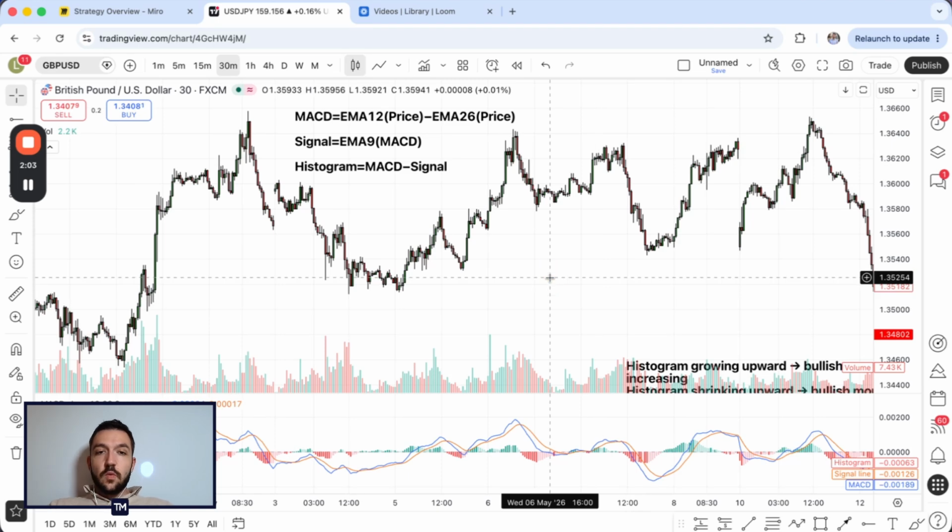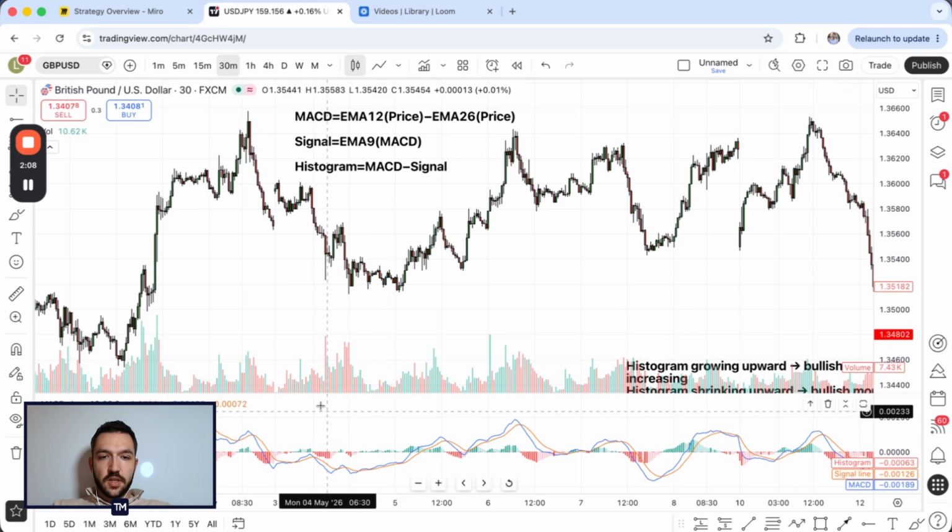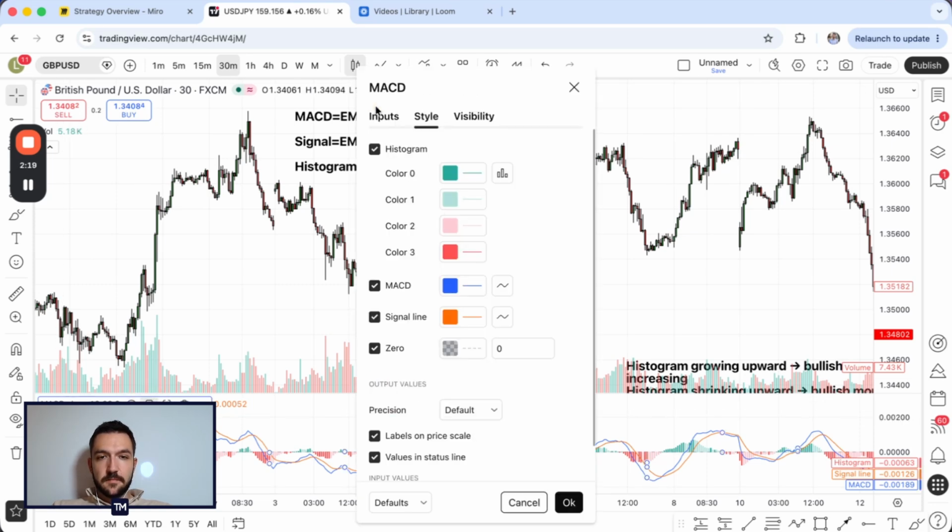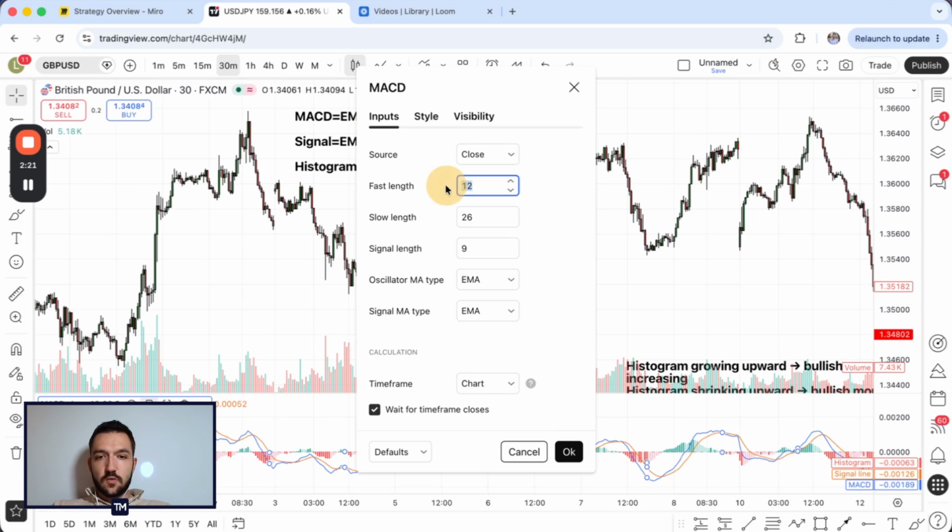So let's start with MACD and how it works. So here I'm on TradingView, and below, as you can see, is the MACD. This is short for moving average convergence divergence, and here are the settings that I have. So the fast length is 12, the slow is 26, and the signal length is 9.